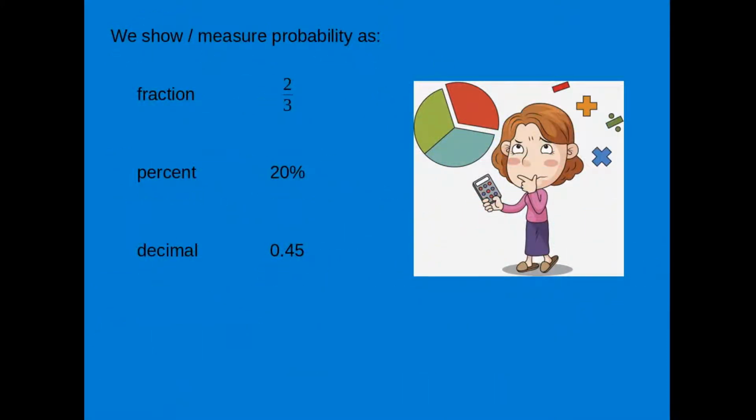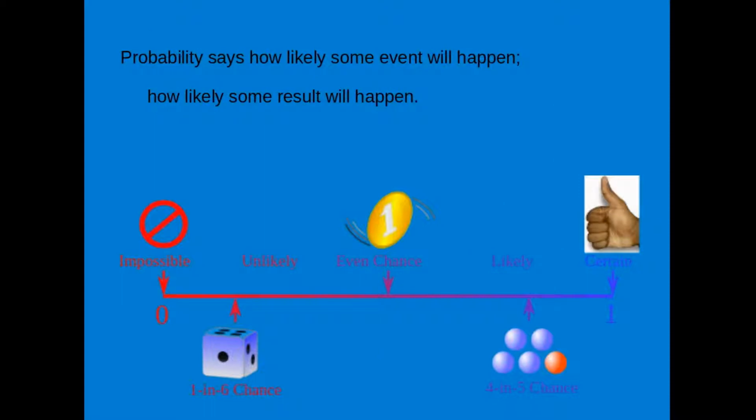We measure probability and talk about its results using fractions, for example 2/3, a percentage like 20%, or a decimal like 0.45. And as I always say, remember, fractions are your friends. What is probability? Probability says how likely something will happen, how likely an event will happen, or how likely we will get a result. It has values from 0 being impossible, all the way up to 1 being certain or always happening.